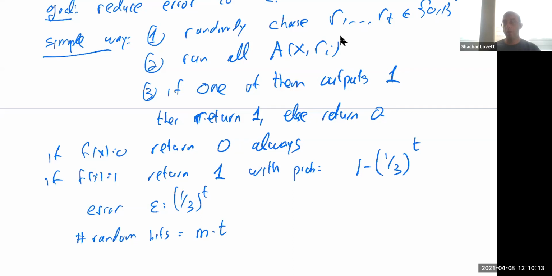So far we haven't used expanders in any way. We just repeated this randomized algorithm several times and used all the answers to produce the result. Next we're going to see how to do better using expander graphs. But before that, are there any questions so far?